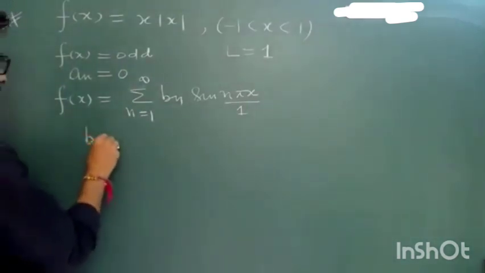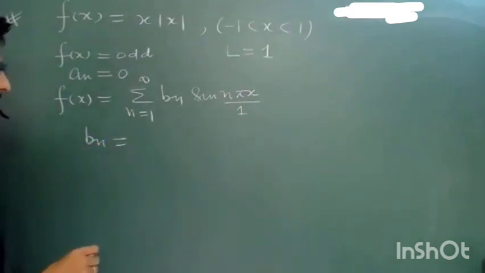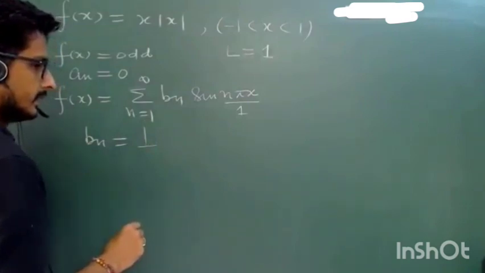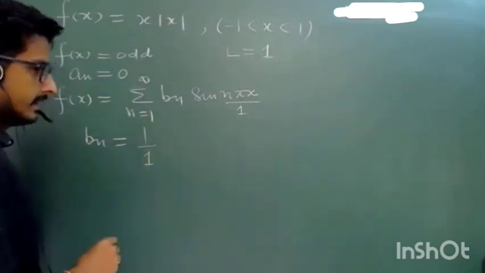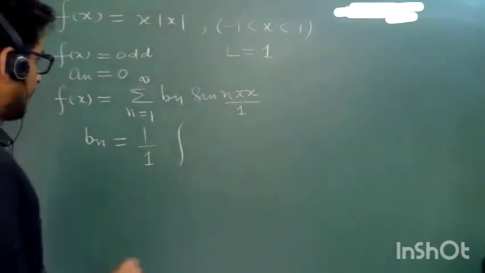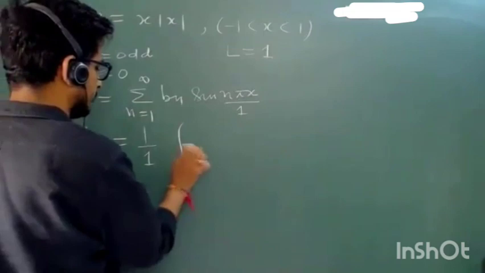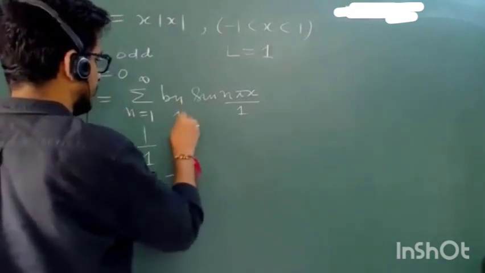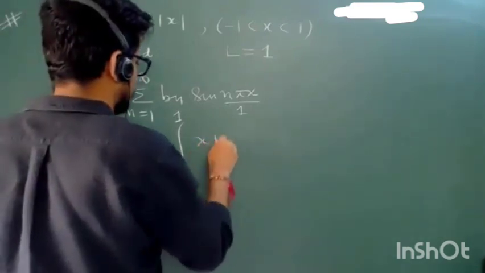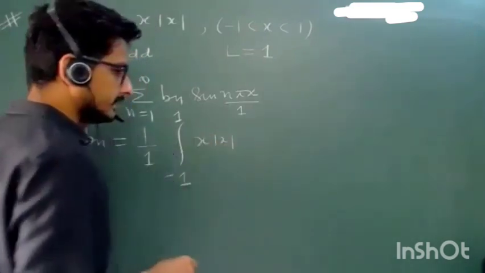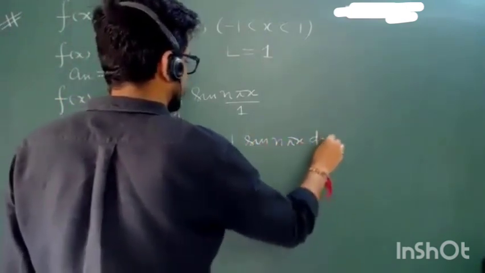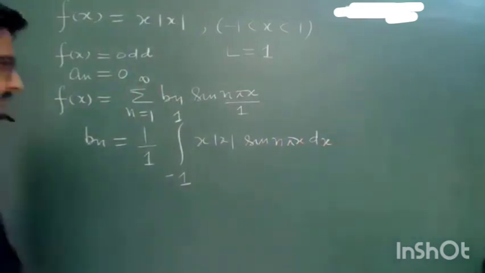And what will be the value of b_n? Tell me. 1 by L, and integral minus L to L of x mod x, that means f(x), sine of n pi x dx. Correct?